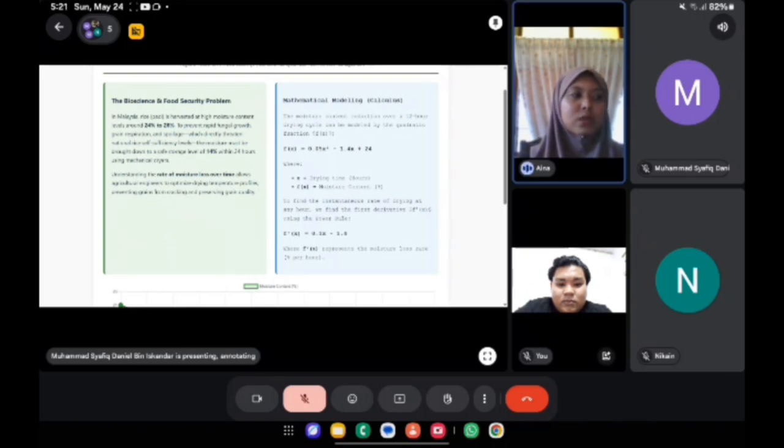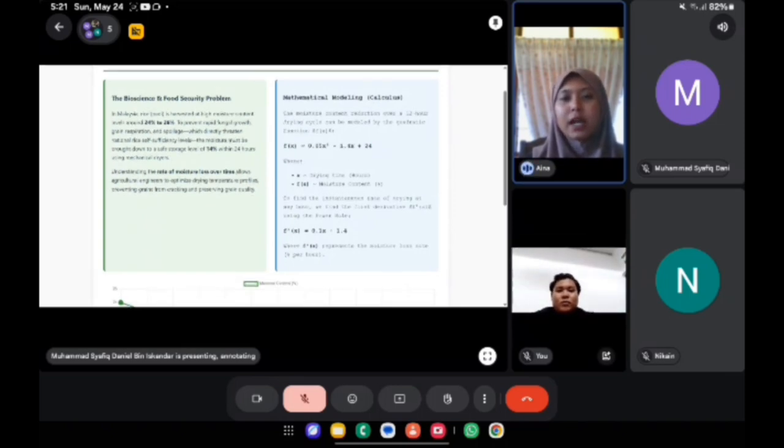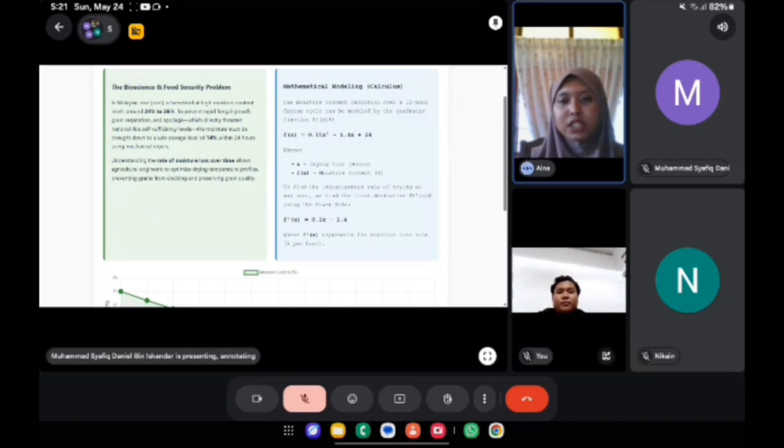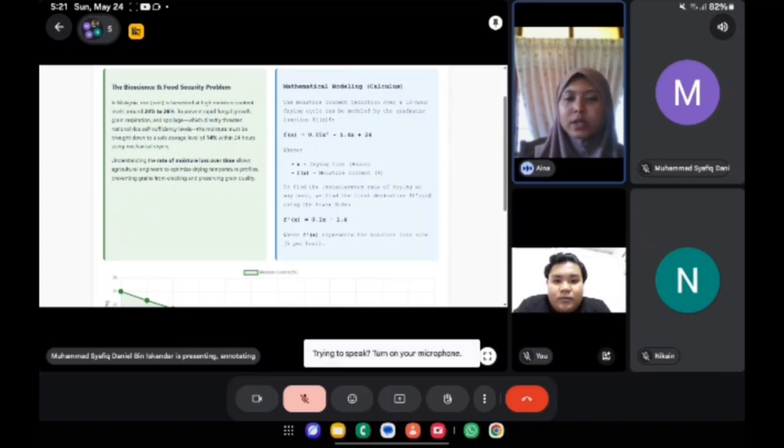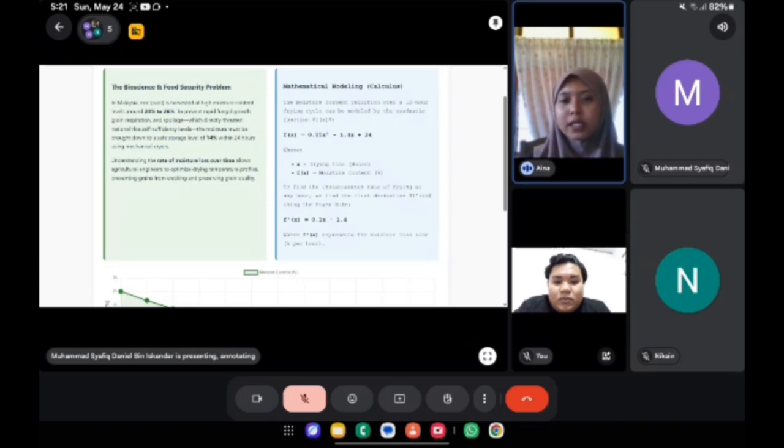To analyze this biological process mathematically, we modeled the moisture content reduction over a 12 hour drying cycle using a quadratic function. This f(x) function, where x is drying time and f(x) is the moisture content percentage. To find the instantaneous rate of drying at any hour, we find the first derivative f prime of x using the power rule, where f prime of x represents the moisture loss rate per hour.